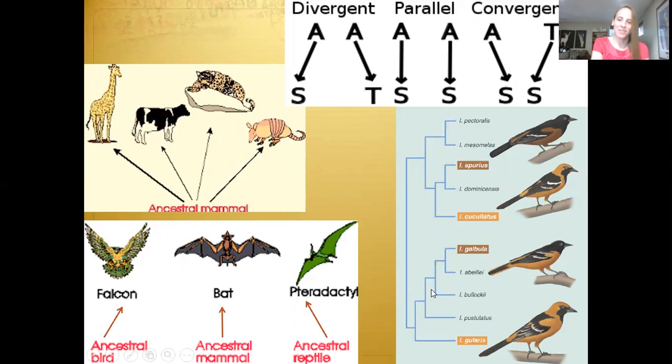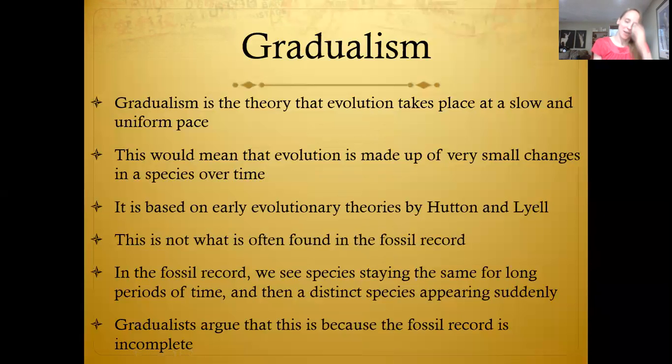And then parallel evolution would be with these finches over here that have all evolved over time to still be very similar looking to each other. Okay, so all of those different types of evolution are happening. They are just different ways that species evolve.